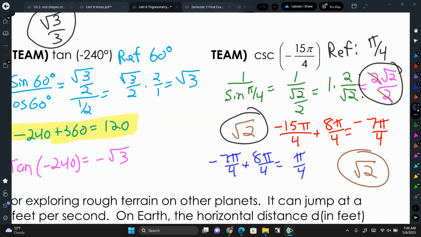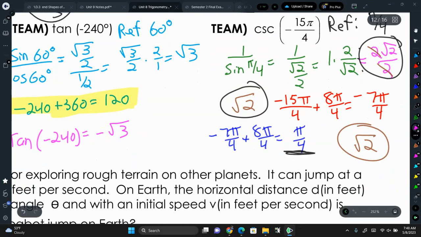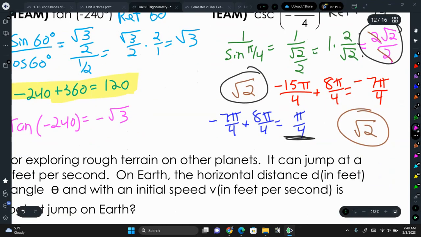And then in the red and the blue, I added 8 pi over 4, which is a full circle, until I got an angle that is positive that I can figure out on the unit circle. So that gives you the square root of 2, because sine is positive in that quadrant. So that's why it says positive.